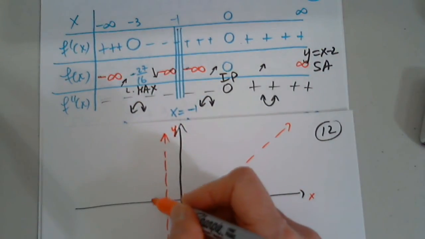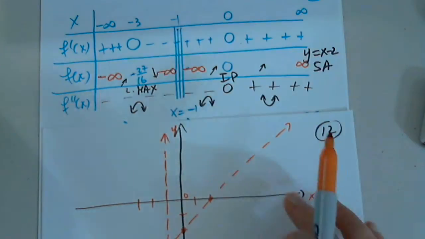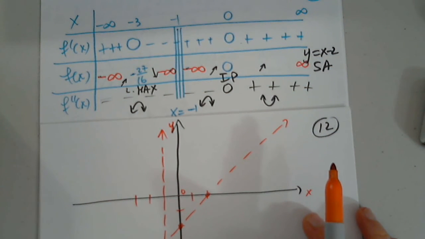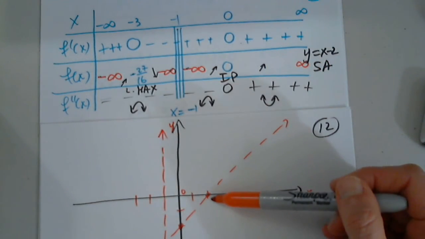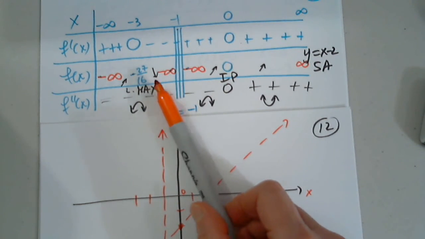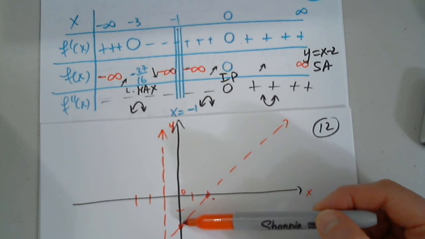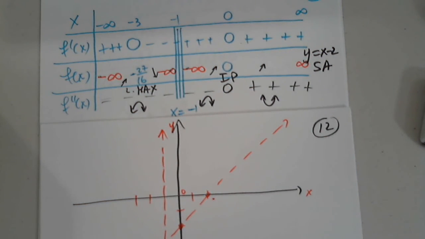negative 3, 1, 2, 3. Negative 27 over 16 is roughly what? Negative 2, higher than negative 2. So when x was 0, y was negative 2, and this is 2. So what is that? It's not negative 2. I don't like that number. Did I do that correctly? Where's my calculator?